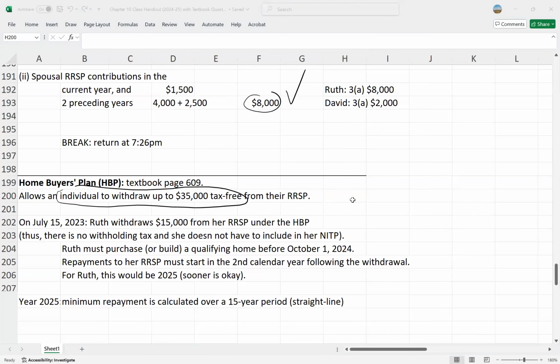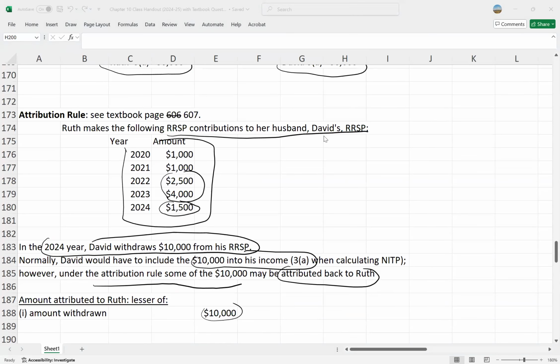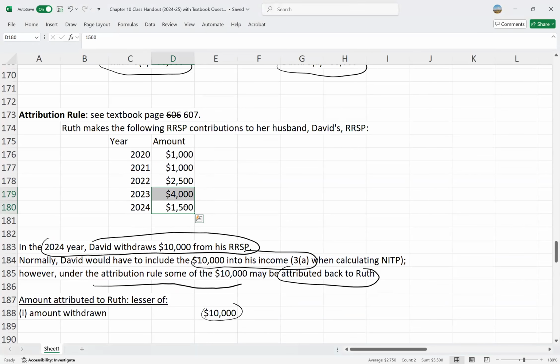So quick question before we continue. Do the spousal attribution rules stop applying when contributions end? Just to look at the question that Hayden put in, there's this 3-year window. So let's go back to this example here. Let's say these are the contributions that Ruth makes into the spousal RSP for David.